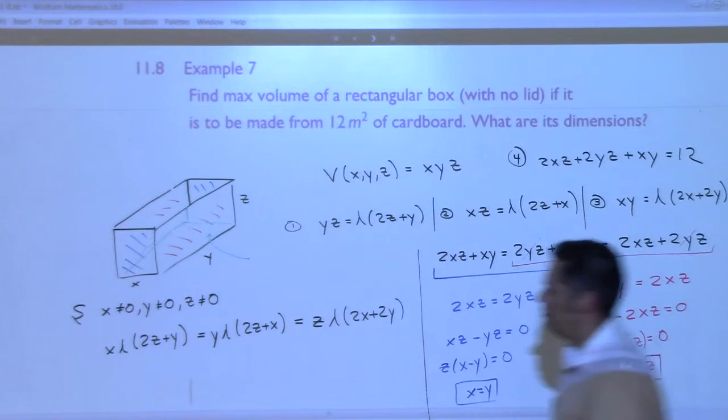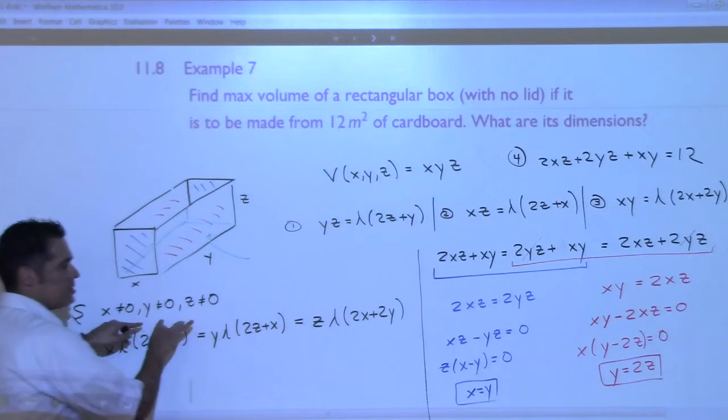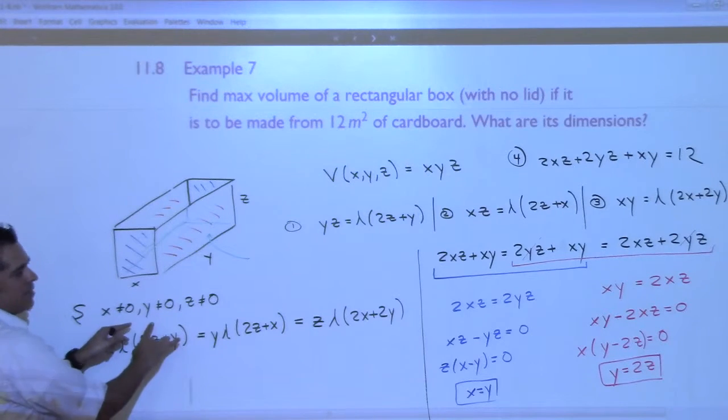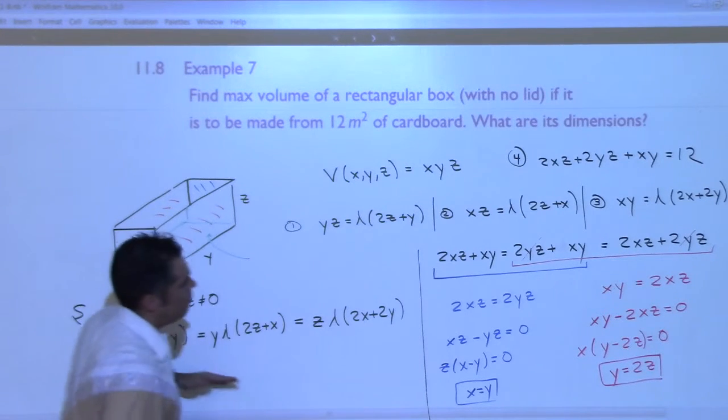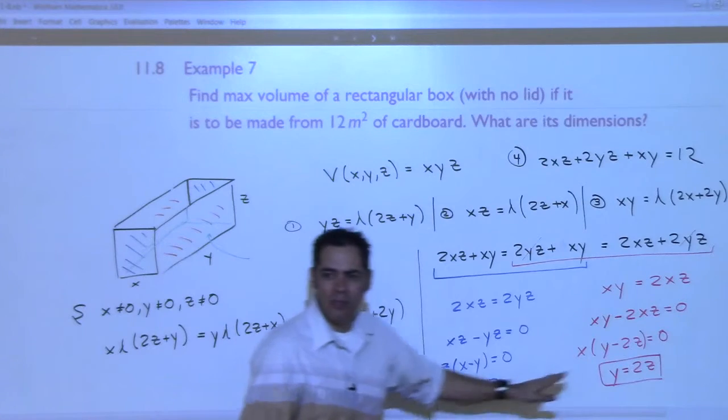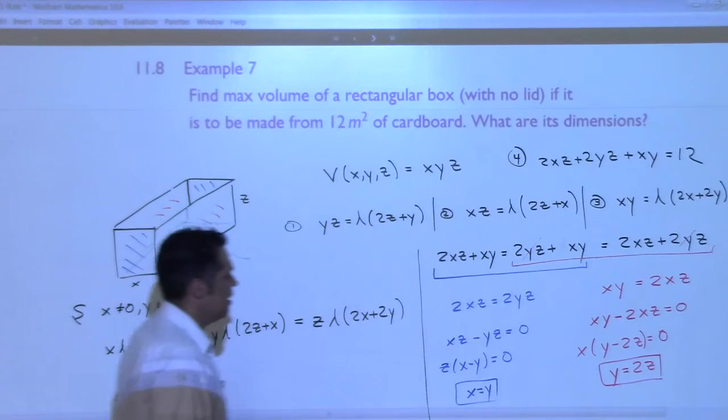All right, so as long as none of our variables are 0, which is the only thing that makes sense in this problem, then we work through, we do all this, and we get these two nice relationships that have to be true. Now what?